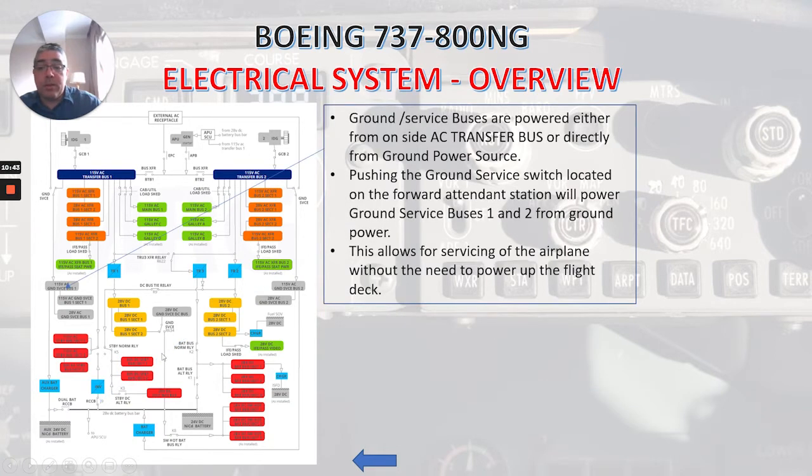Now let's talk about the ground service buses. They are powered either from an on-side AC transfer bus or directly from a ground power source. Pushing the ground service switch located on the forward attendant station will power ground service buses 1 and 2 from ground power. This allows for servicing of the airplane without the need to power up the flight deck.